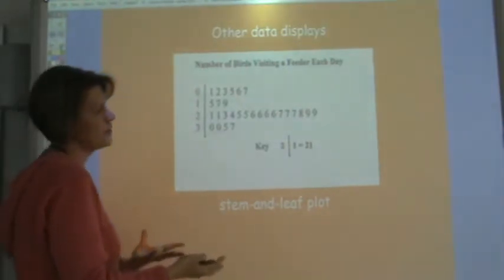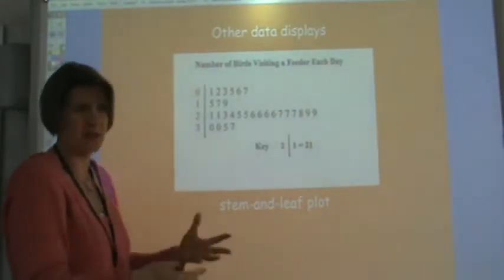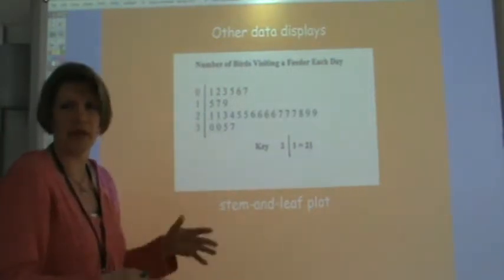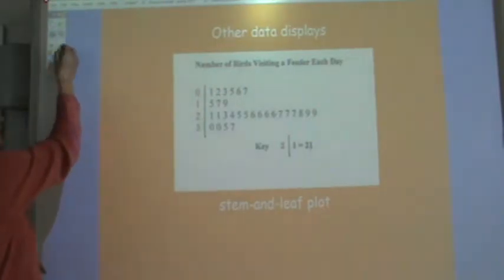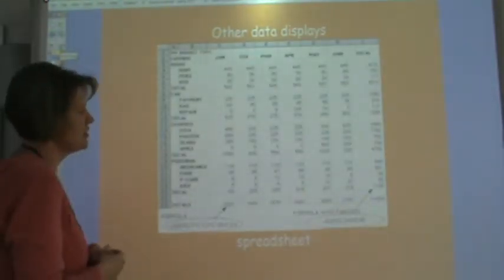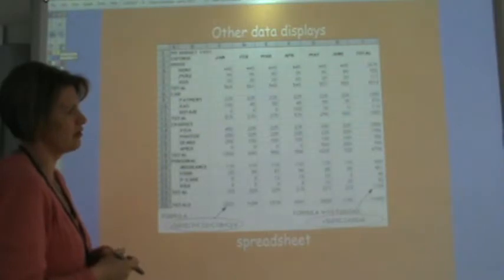It doesn't have to be tens and ones, but it usually is. It could be decimals, it could be big numbers like 1.5 million. We'll go into that a little more later, but just so you can recognize that's a stem and leaf plot. This is a spreadsheet, so basically it's just your matrix, but it's a computerized version.